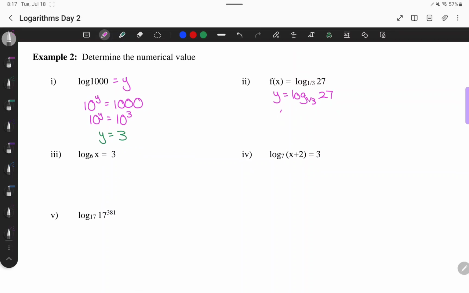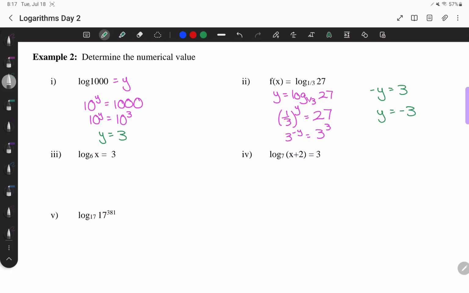Now, as an exponent, that would be a base of 1/3 to the power of y is equal to 27. I would just rewrite these both to have the same base, a base of 3. 3 to the power of negative y is equal to 3 cubed. So that tells us that negative y is equal to 3, or y is equal to negative 3.